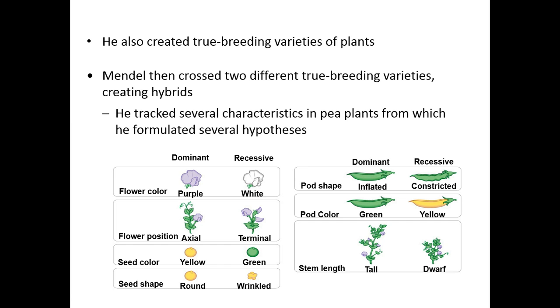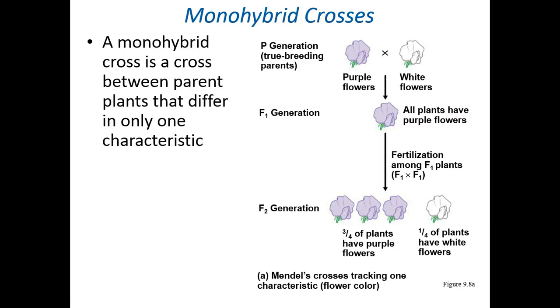So then he did a series of tests where he would breed a true breeding purple with a true breeding white and have a look at the results. So he tracked several characteristics, including color, position of flower, seed color, seed shape, pod color, and stem length. And what he found was whenever he bred a true breeding for one character with a true breeding for another character, one of those characters dominated the others, and in the F1 generation, all of the offspring resembled the dominant trait. So if you took a flower that was an axial flower and you mated it with a flower that had a terminal flower, all of their offspring would be axial.